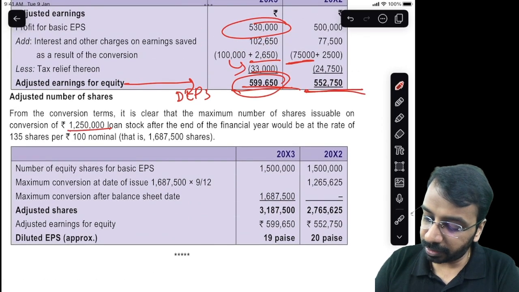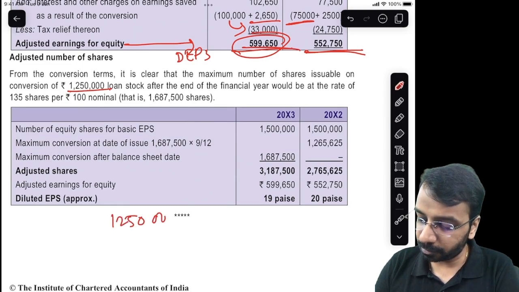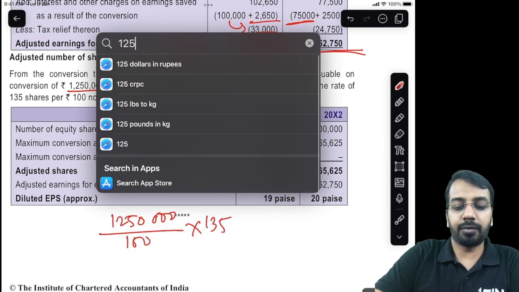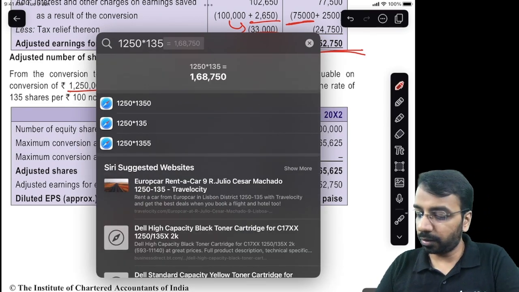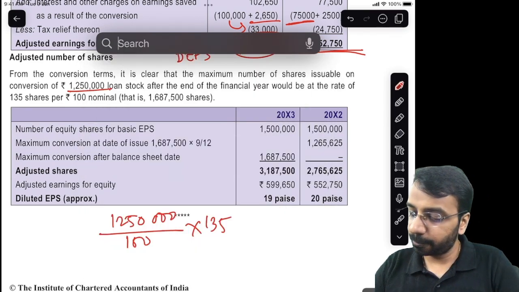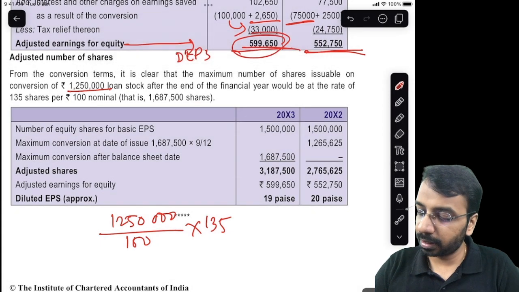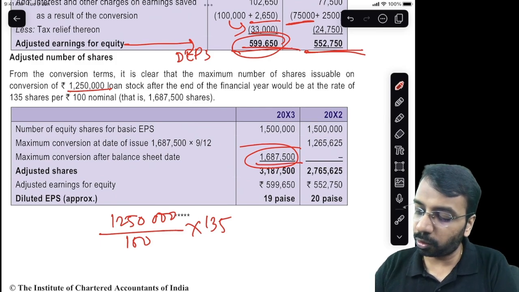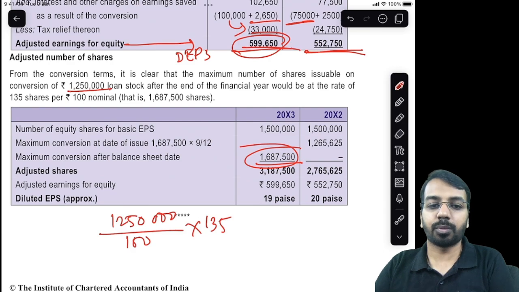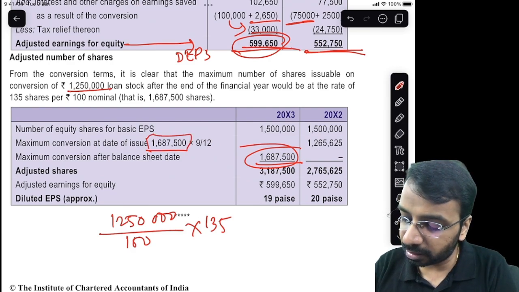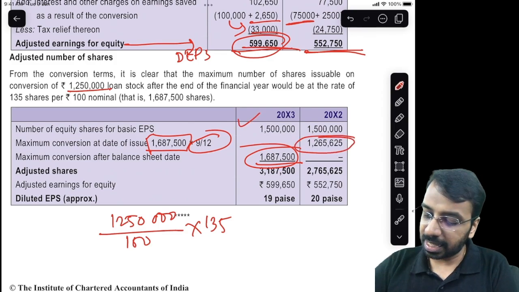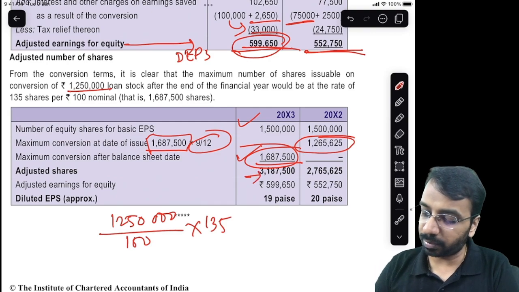So if you take 1250, so basically 12,50,000 divided by 100 into 135. If you do, so basically 1250 into 135, you get 168,750. Right. So now this 168,750 is what is your maximum conversion possible. Here also it is 168,750, but only for 9 months. So this is the weighted average number of shares. Take existing shares, add maximum conversion, you will get revised number of shares.